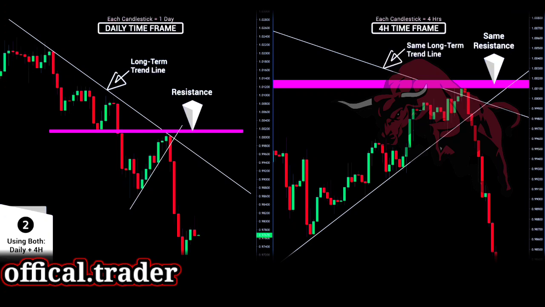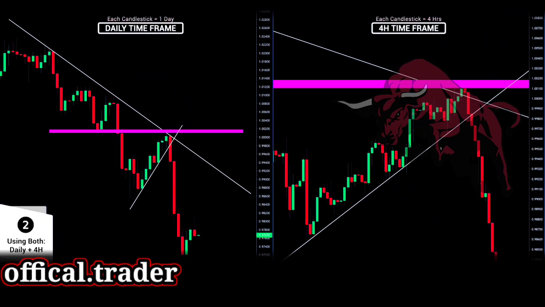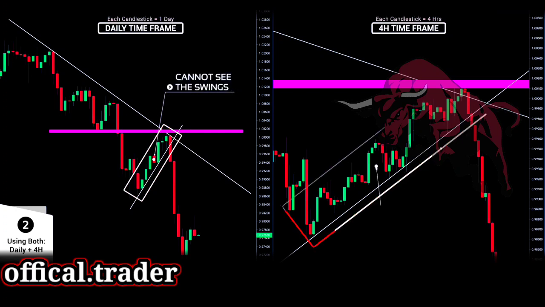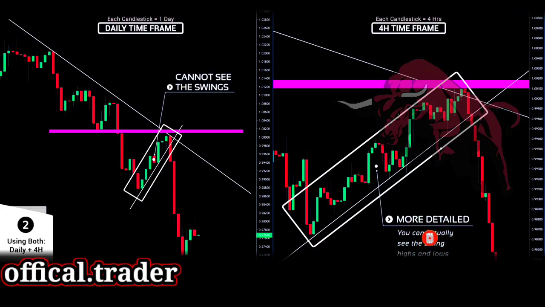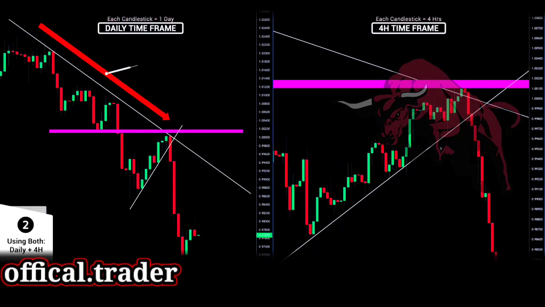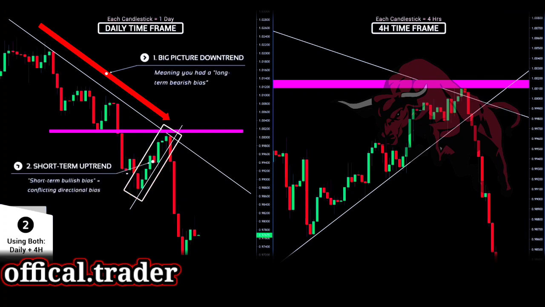Here is the short-term trend line on the daily time frame, and here is the same short-term trend line on the 4-hour time frame. On the daily time frame short-term uptrend, you couldn't see much, but now in contrast, on the 4-hour time frame, you can see so much more detail. You can actually see the swing highs and swing lows of price. Now that you understand multi-time frames, let's recap this all. You had a big picture downtrend, meaning a long-term bearish bias, but a short-term uptrend, meaning a short-term bullish bias, which means you are conflicted in your direction.